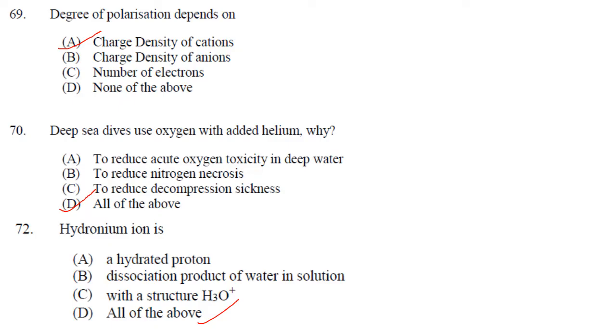Then next one. Degree of polarization depends on charge density of cations. Answer is option A. Then deep sea dives use oxygen with added helium. Why? Now nitrogen and oxygen mixtures were used earlier instead of oxygen and helium. In the earlier it was nitrogen and oxygen.